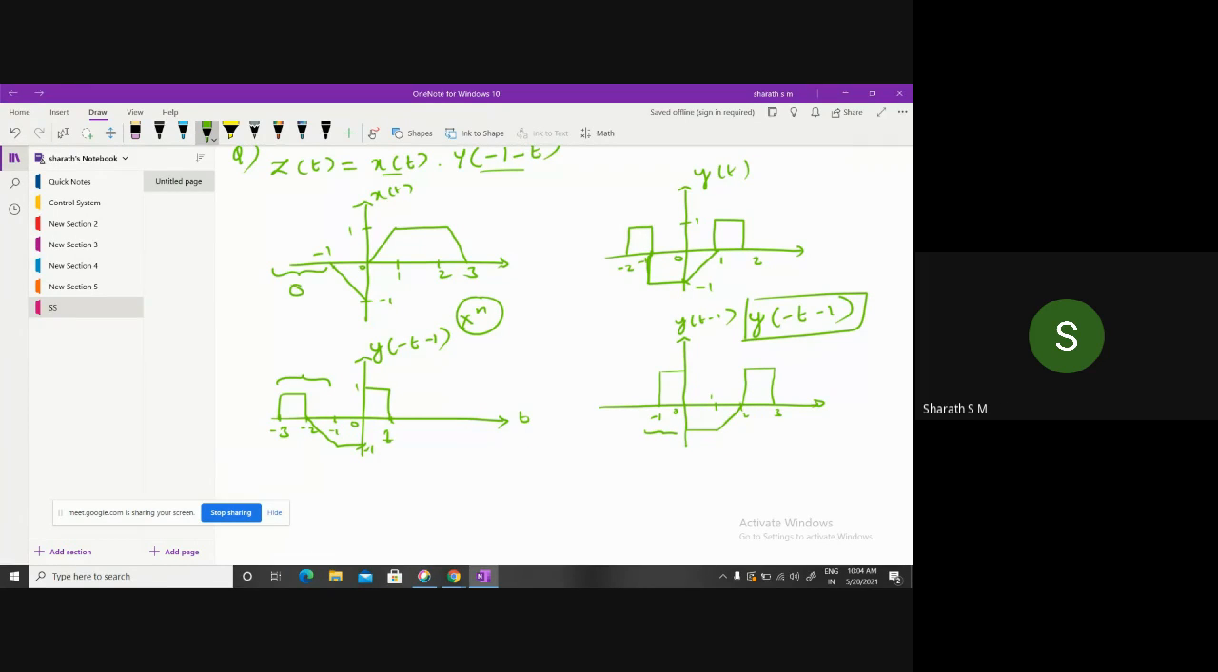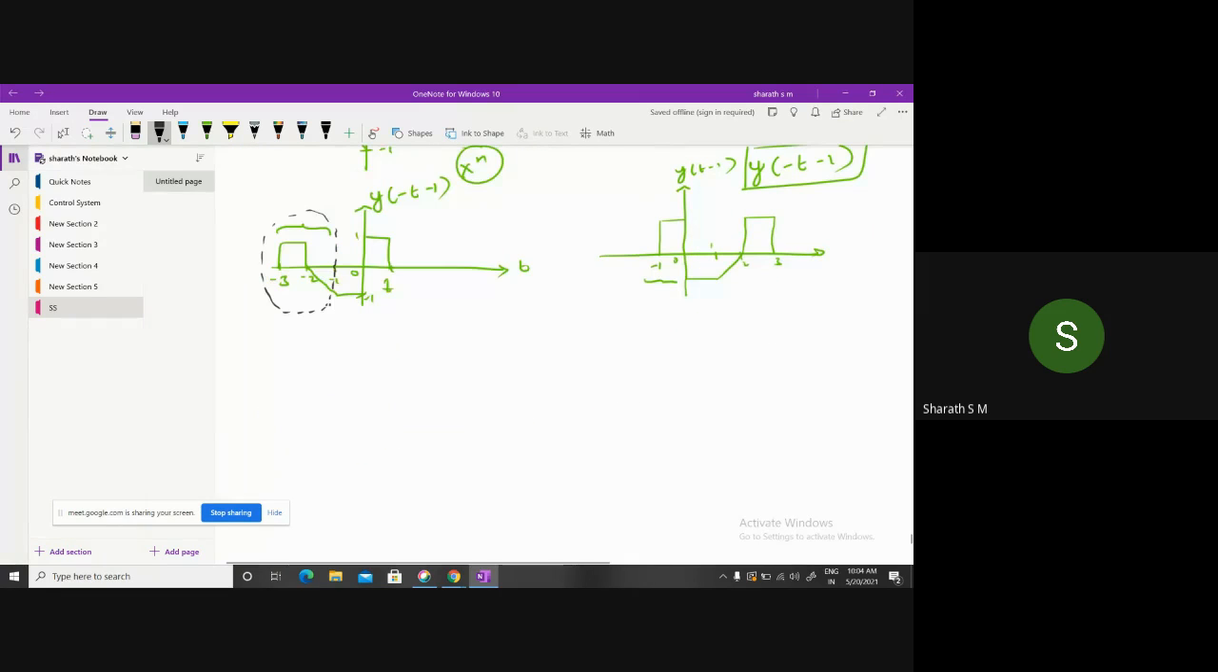Anything you multiply with 0 becomes 0. Here we have a variation in the amplitude level from -3 to -1, a rectangular pulse as well as a slope, but anything multiplied with 0 makes that whole signal 0. So in the resultant, from -3 to -1, we don't have any signal; it becomes 0.